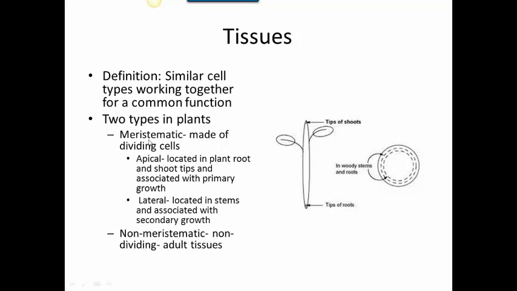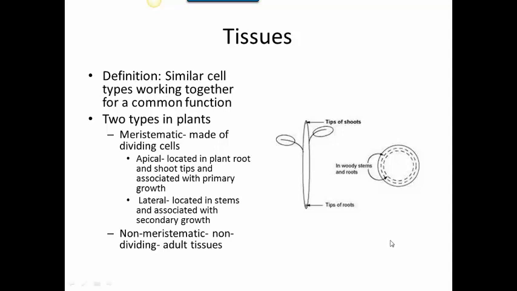These are called apical meristems. So there's cell division going on in the tips of the shoots and in the tips of the roots. So these would be meristematic regions or areas where we have meristematic tissues in the plant body.